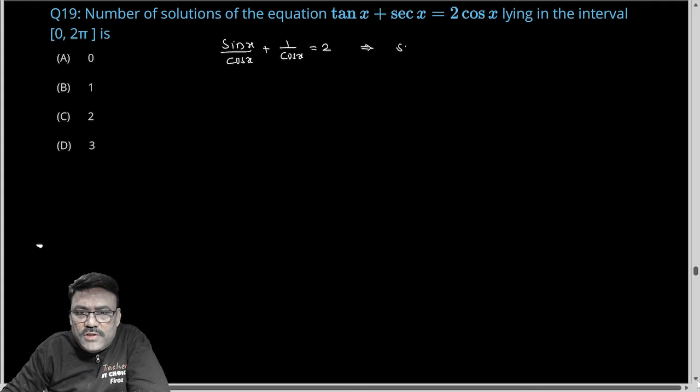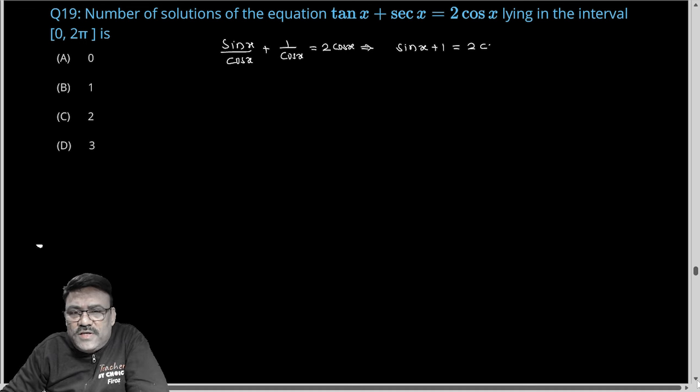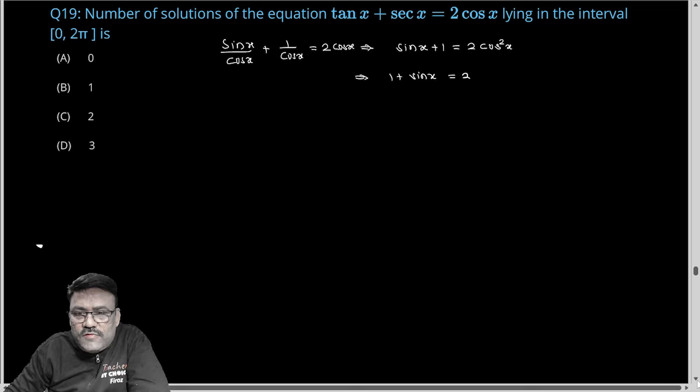So I'm getting sin x plus 1 is 2 cos x. It was 2 cos x here on the right, not 2. Tan x is sin x by cos x, secant x is 1 by cos x. Right side is 2 cos x. So I'm getting 2 cos square x here. Now I have 1 plus sin x. Cos square x can be written as 1 minus sin square x, means 1 minus sin x, 1 plus sin x.